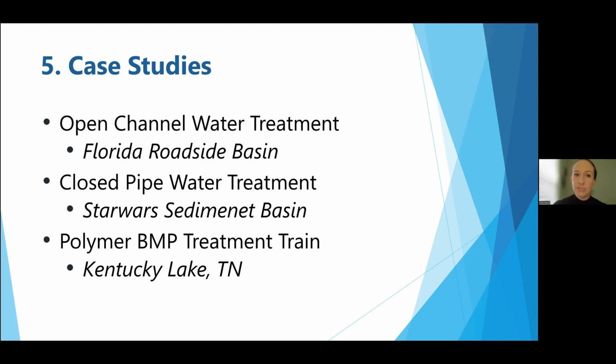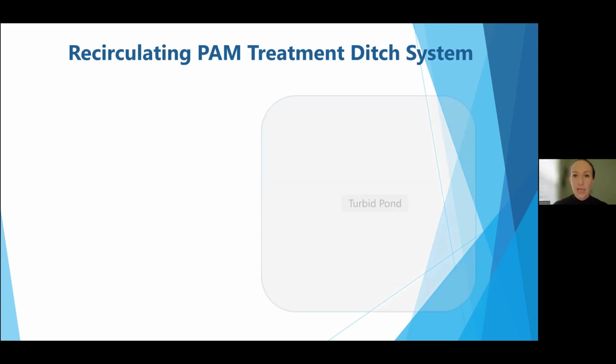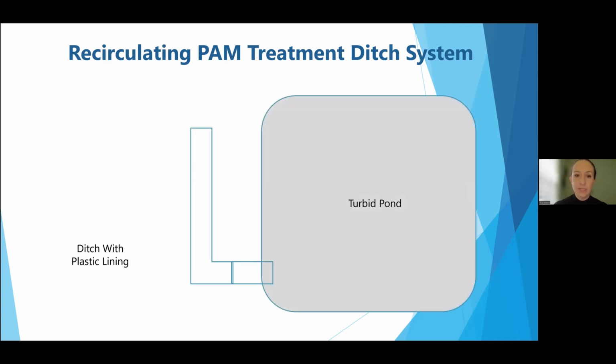The first one is an example of that very basic open channel water treatment system. These can be flow through applications, or in this case, we did a recirculation system. We had our turbid pond and we created a ditch or channel that we lined with plastic. Again, we want our channels to be lined because we don't want any extra sources of turbidity coming in after we do our polymer treatment, because it can mask the work that we've been doing. If we have an unlined channel, that flowing water can also pick up additional turbidity and decrease the clarity of the water. So we line it with plastic and then we line it with jute matting.